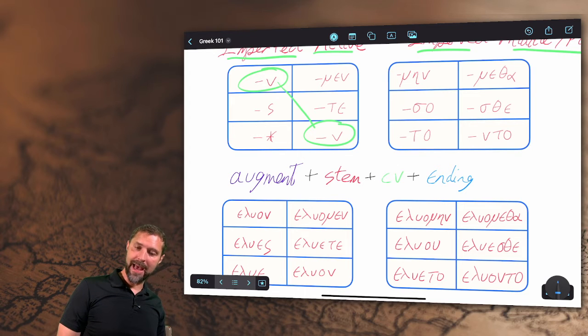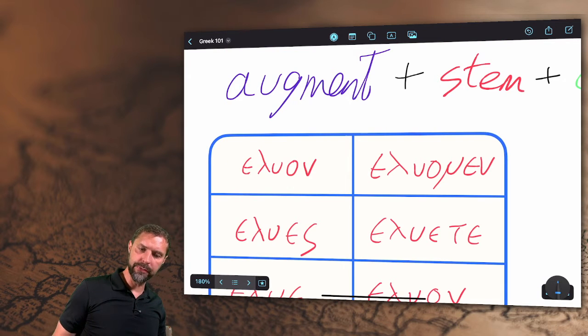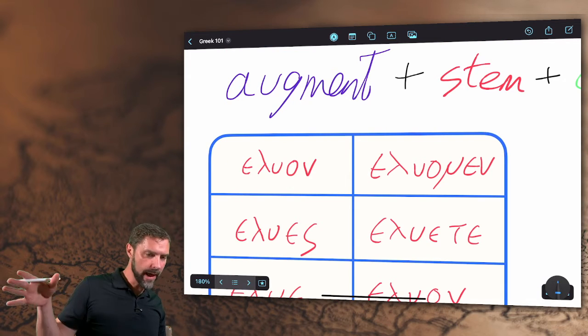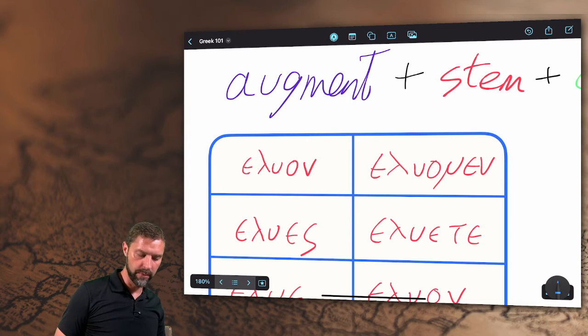One other thing I need to add to this is the topic of the augment. And the augment goes on the front of the verb. It's this epsilon. Now in general, we'll see some complexities as we keep on going, but in general, the augment is relatively simple. Slap on an epsilon. Put an epsilon on the front, move forward.